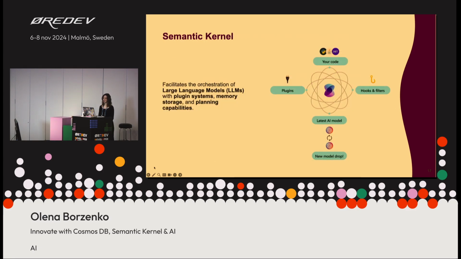Another key core component is Semantic Kernel. If you read the documentation, it says Semantic Kernel is a lightweight, open source development kit that lets you easily build AI agents and integrate the latest AI models into your C#, Python, or Java code base. I like the description that I have on the screen: it facilitates orchestration. For me, Semantic Kernel is orchestration of LLMs, plugin systems, memory storage, and planning capabilities. The phrase lightweight open source development kit wasn't really clear enough for me when I just started working with Semantic Kernel, so I always think of it as an orchestration tool.